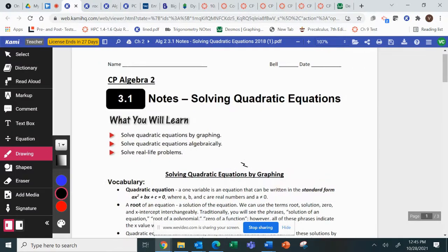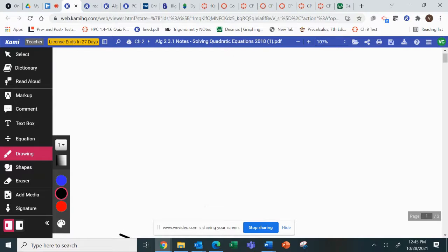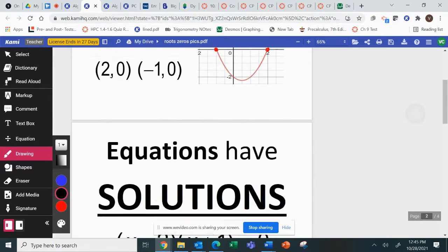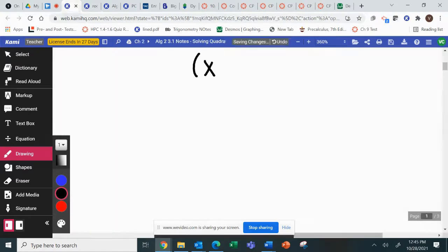I want to show you, I'm just going to use this empty area right here, and I'm going to write on it. It was x, oh no, what was it? x minus 2 and x plus 1.